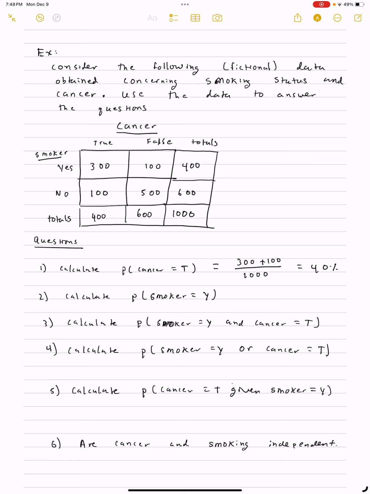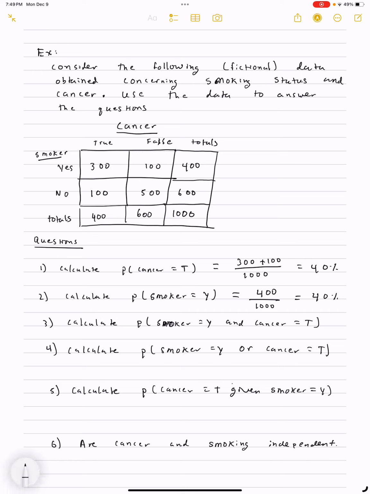Okay, so the column totals, when you divide them by the grand total, they represent the probabilities for the columns and likewise for the rows. So the probability that someone is a smoker, well, we just go to the row total for cancer being yes, and that's 400 out of 1,000 again, and that's 40%.